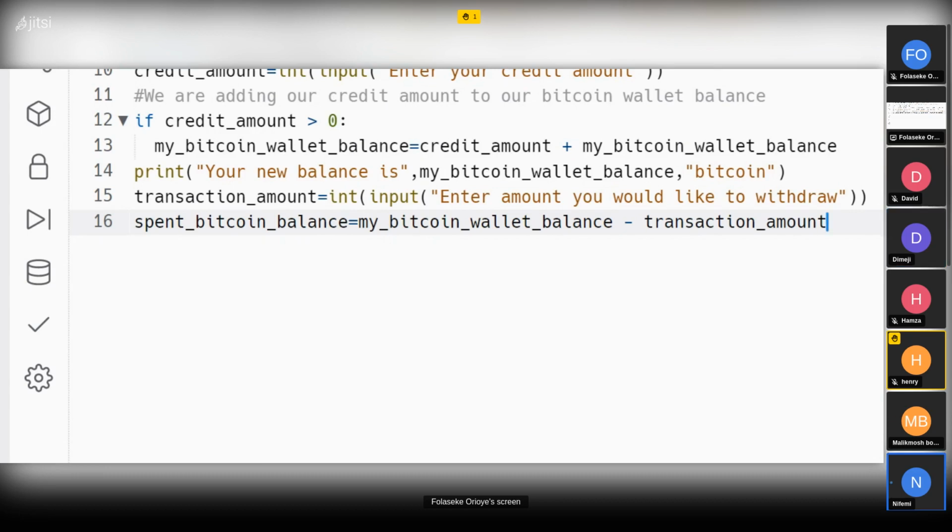I said you should explain what line 16 is. Line 16, spent underscore Bitcoin underscore balance. I don't get where it came from. Did you just assign it? While we were doing this, we just created that variable. We'll change it very soon. Don't worry. But at least, can you explain what 16 is doing?